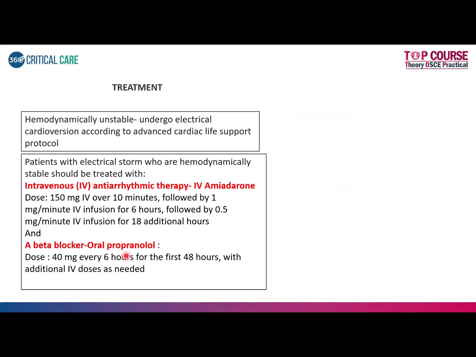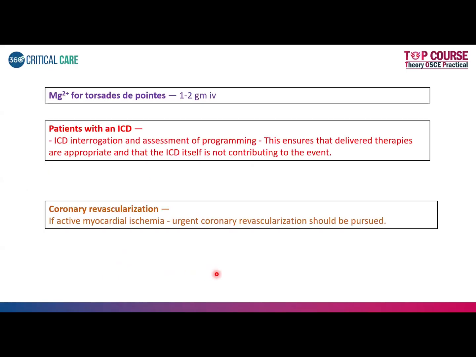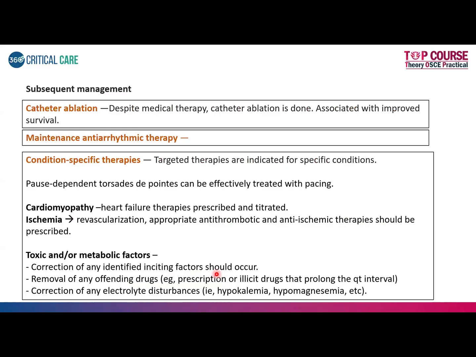And for a hemodynamically stable patient, you treat it with drug therapy, that is IV amiodarone is the drug of choice, and one can also go for oral propranolol. Oral propranolol is 40 mg every 6 hours for the first 48 hours. Okay, if there is torsades de pointes happening, then magnesium 1 to 2 gram IV is given. And in a patient with ICD, go for an ICD interrogation and assessment of the programming. Coronary revascularization is needed in case of an MI.